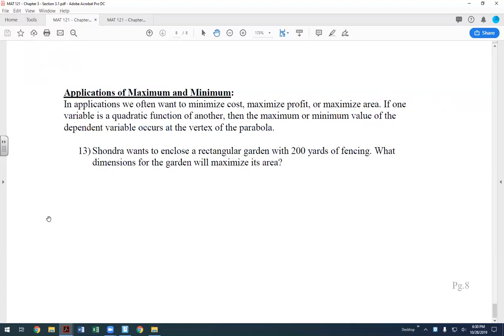So here we're talking about Chandra, who wants to enclose a rectangular garden with 200 yards of fencing. And we want to know what the dimensions of the garden should be so that she can get the maximum area from this garden of hers. So we know it's a rectangular garden. We know she has 200 yards of fencing. So where can we start so that we can come up with our formula, basically, or an equation in this case?